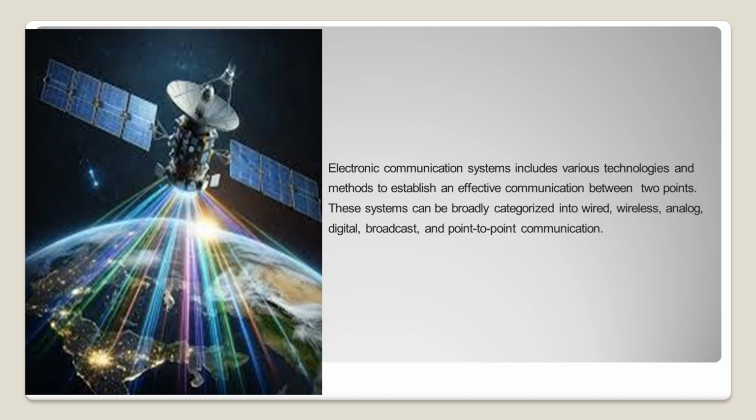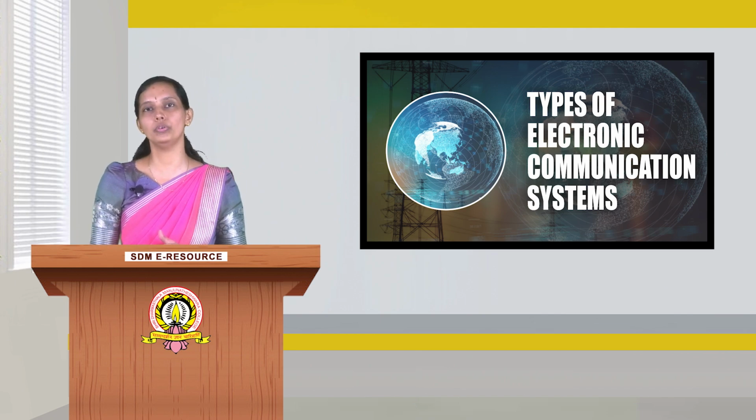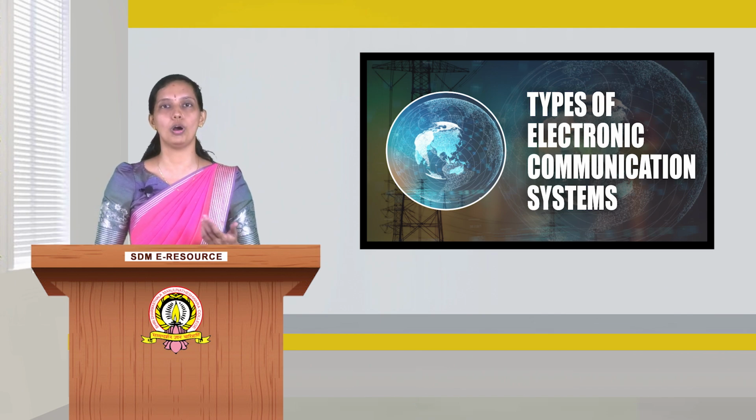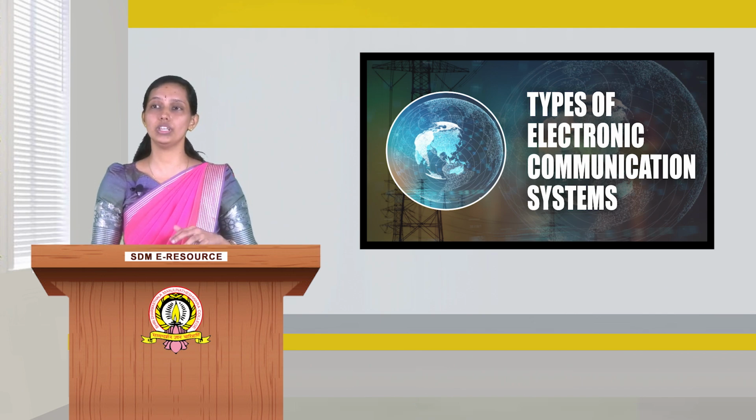These systems can be broadly categorized or classified into various types such as wired communication, wireless communication, analog communication, digital communication, broadband or broadcast communication, and finally point-to-point communication. These systems range from the telephone to the smartphone, or from copper wire networks to satellite communication networks. So this classification involves all these categories.